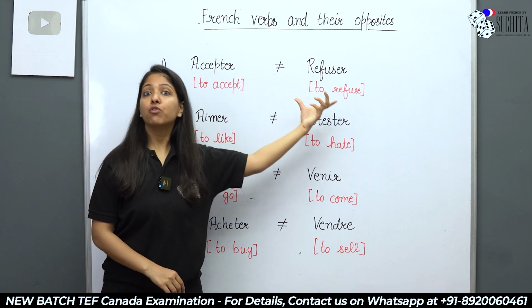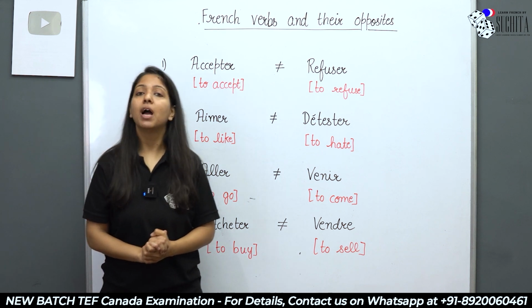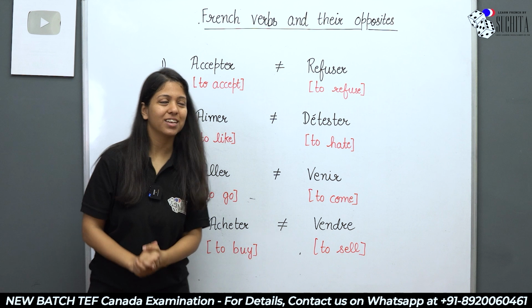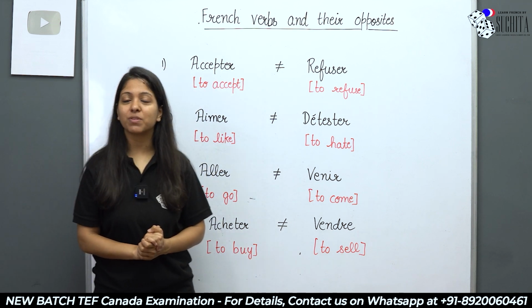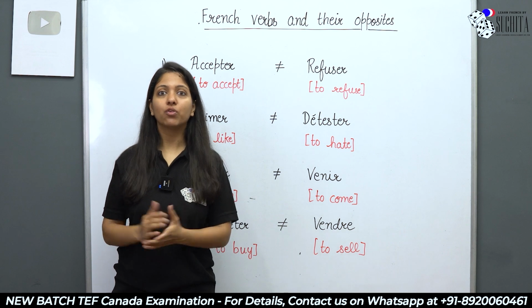Accepter, refuser. Now if you do not know what exactly are the ER verbs and how do you conjugate them, I'm going to mention the link in the card above. You can watch that video and then come back here again. So the first verb is accepter and its opposite is refuser, to accept and to refuse.